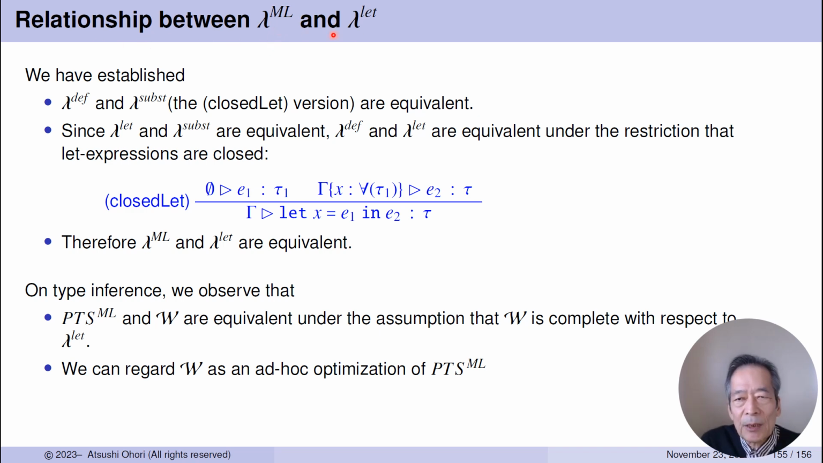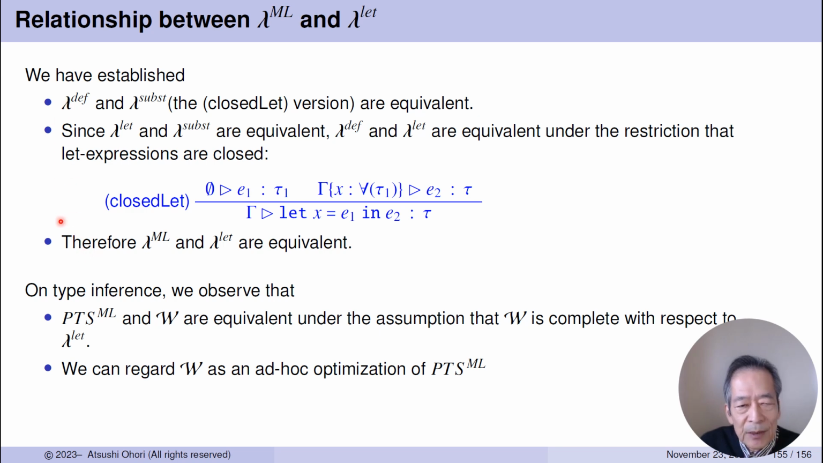Relationship between lambda-ML and lambda-let. So we have established the following. First, lambda-def and lambda-subst, which is a version with closed let restriction, are equivalent. We have shown this in detail, right? And since lambda-let and lambda-subst are equivalent, combining these two, we obtain that lambda-def and lambda-let are equivalent under the restriction that let expressions are closed, represented by this rule, where this E1 is restricted to be under the empty type environment.